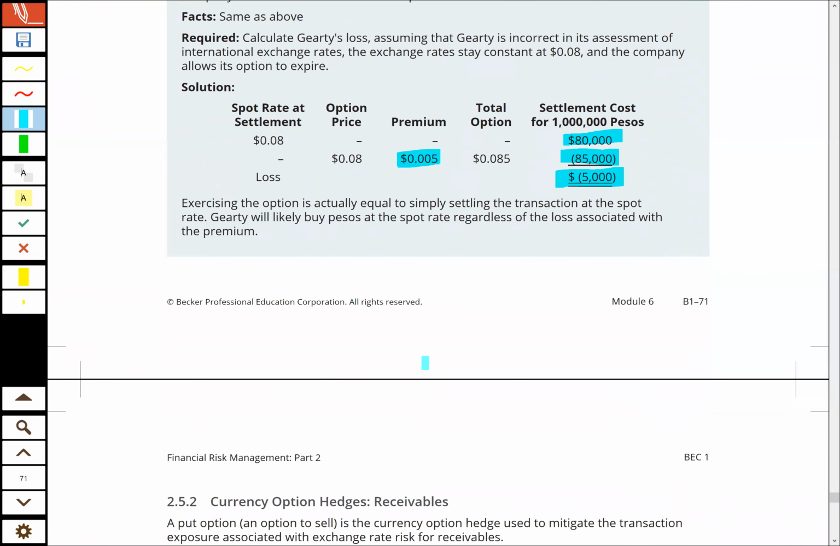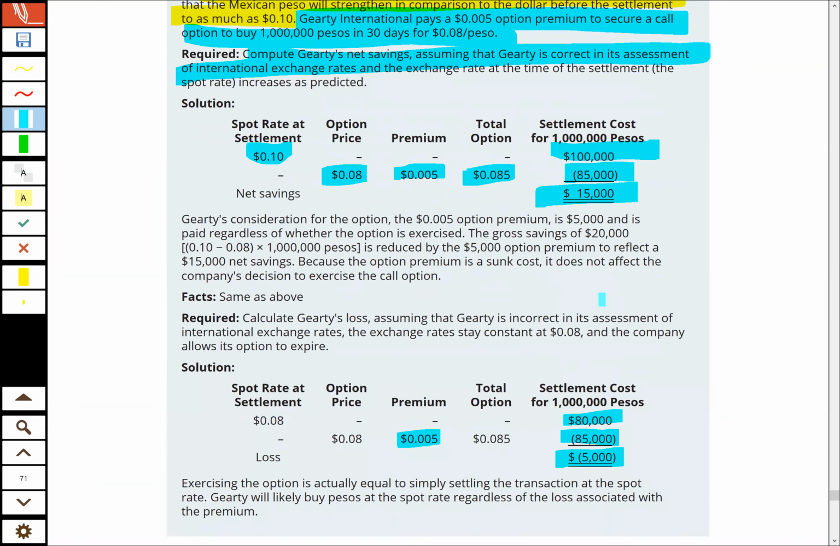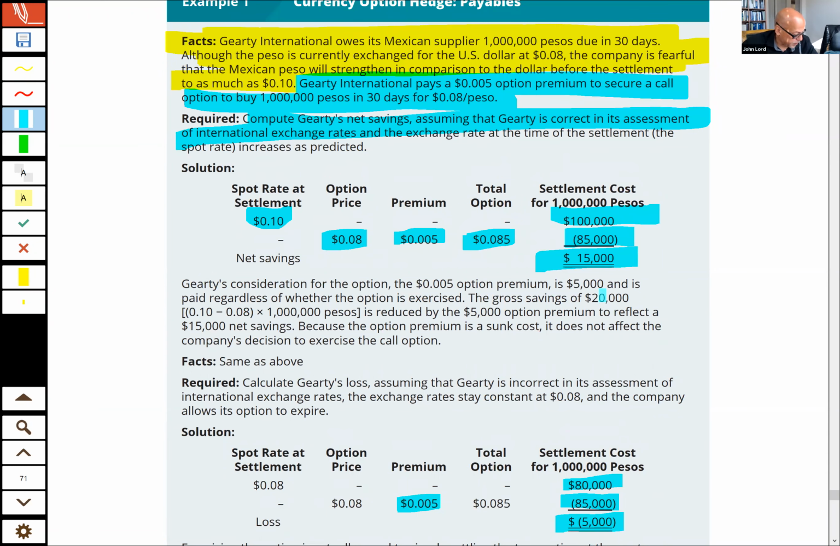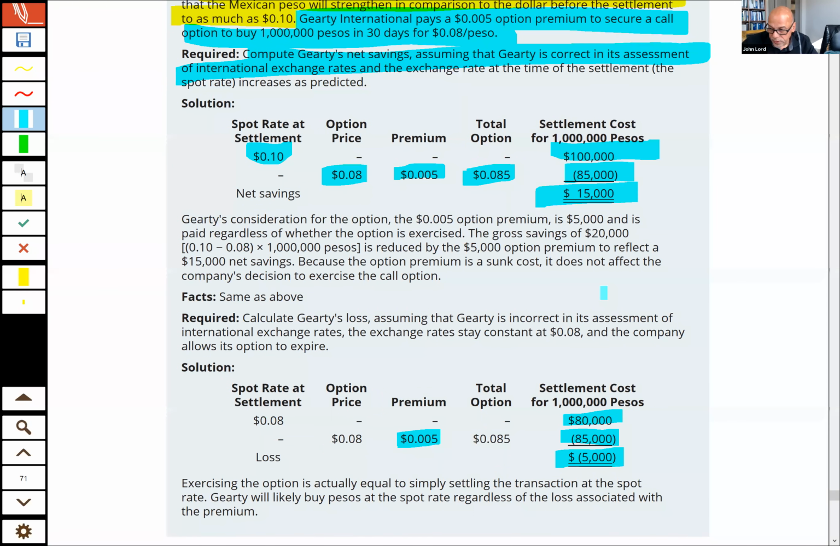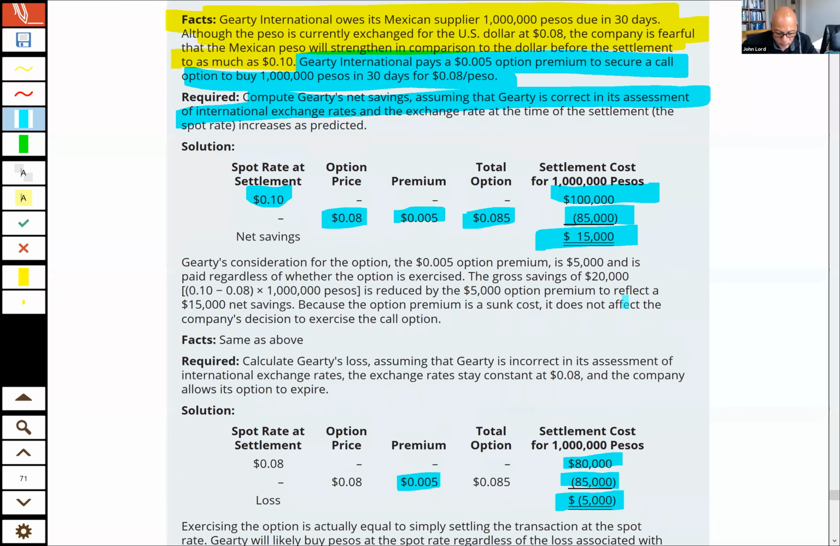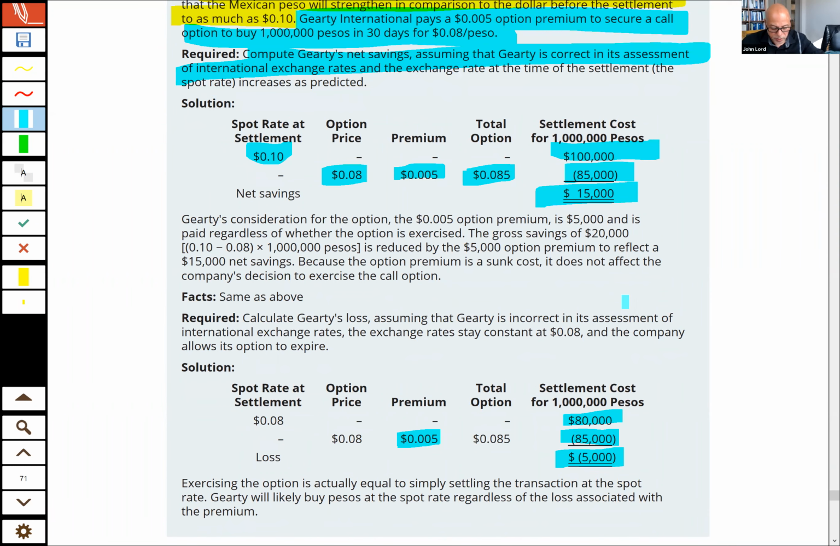Okay. So, professor, the premium, 5 cents, it's not 5 cents, it's 0.005. Is this kind of the fee that we had to pay to buy the call option, right? Yes, that's what we paid for that call option. The option's not free. You're going to have to pay something for it. You had to pay for it at the date that you bought the option, right? So you're paying money to get the option to then call the currency you need at a certain price, which was 0.08.